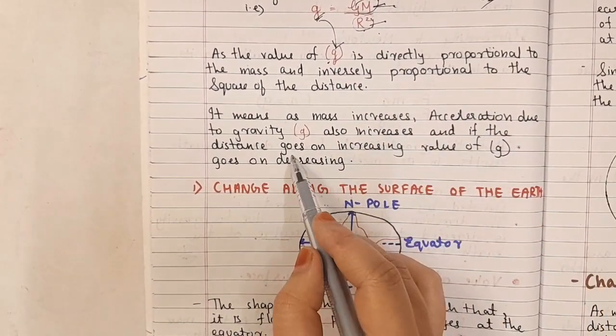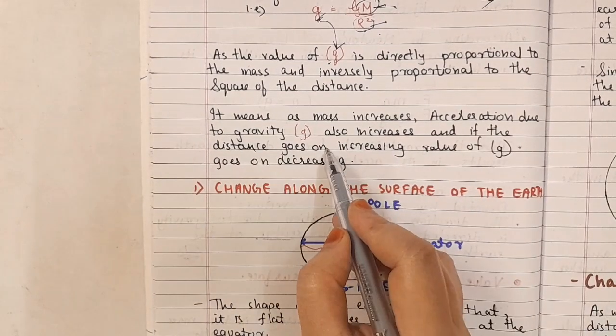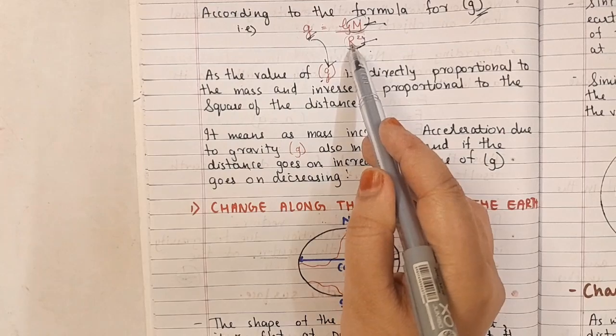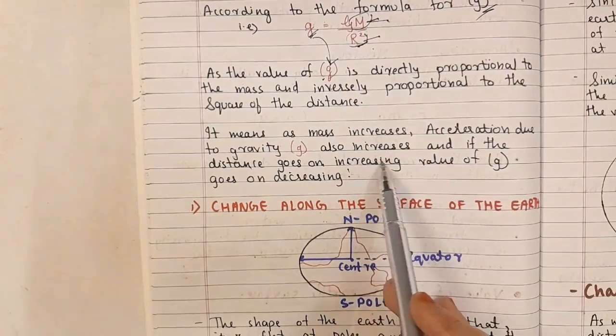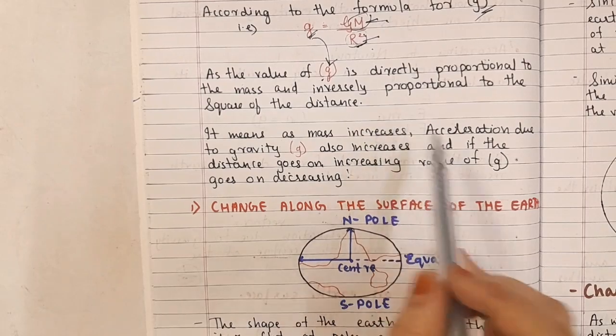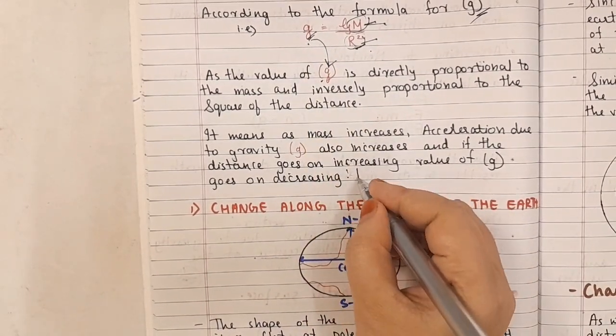And if the distance goes on increasing, so if we increase the distance, these two factors are inversely proportional to each other. So if we increase one factor, which is radius, the value of g, acceleration due to gravity, will go on decreasing.